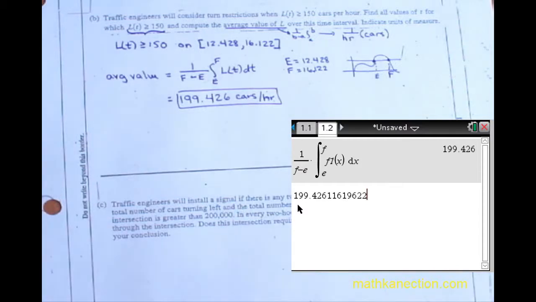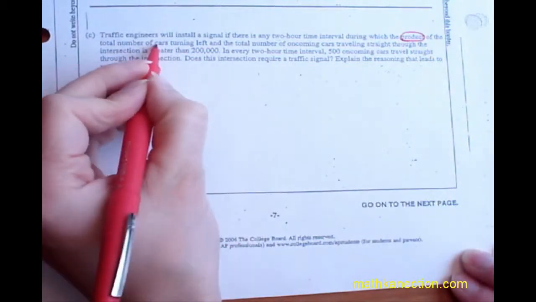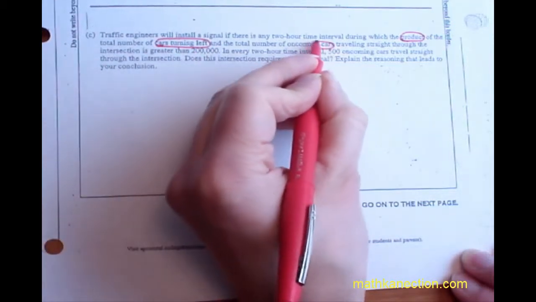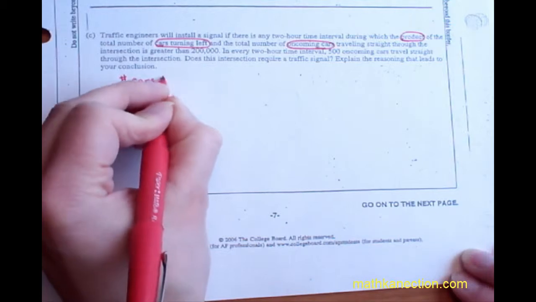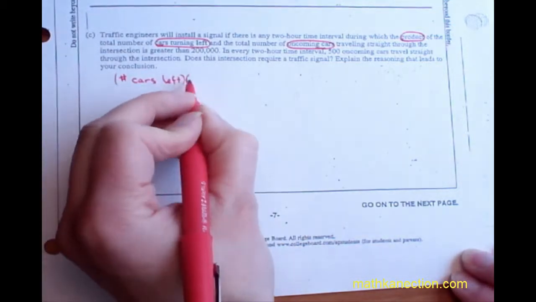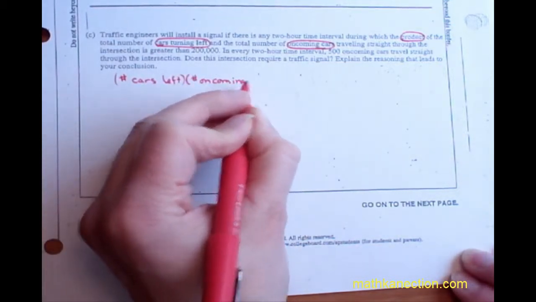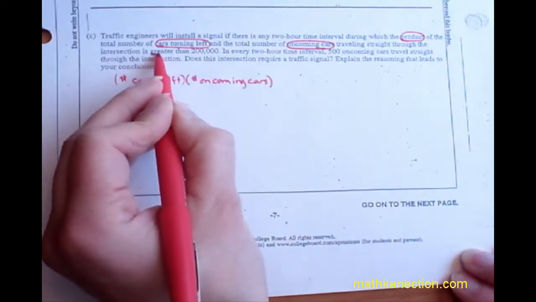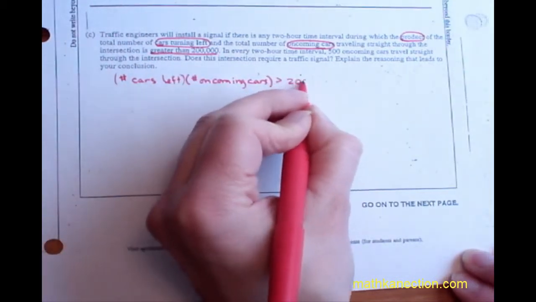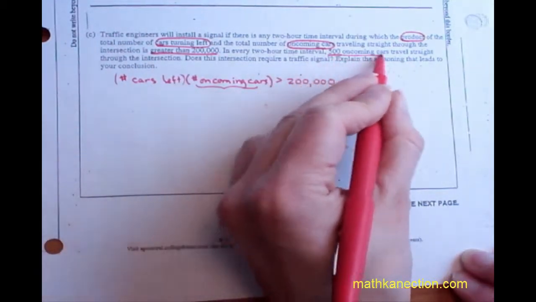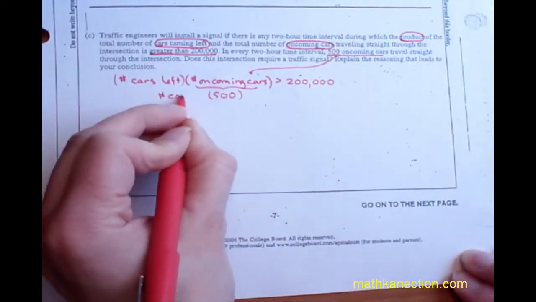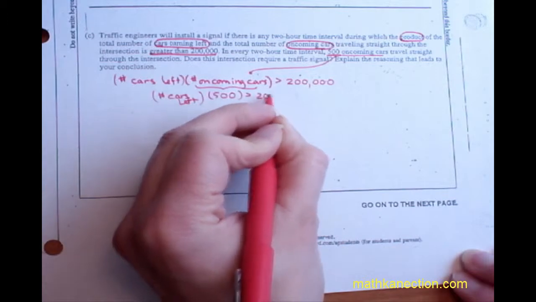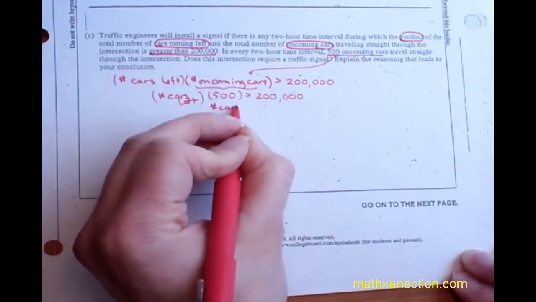So for part C, we need to look at the product, total number of cars turning left, and a number of oncoming cars. So to set that up, number of cars going left multiplied by the number of oncoming cars. And that needs to be greater than 200,000. We have 500 oncoming cars, so replacing that with 500. Then solving for the number of cars going left, number of cars going left has to be greater than 400.